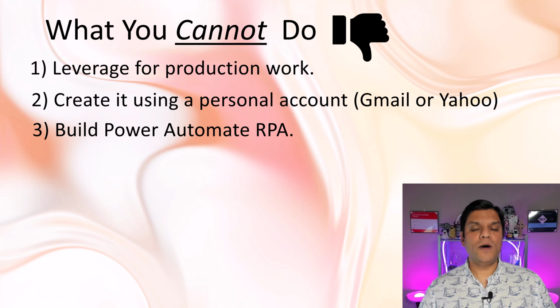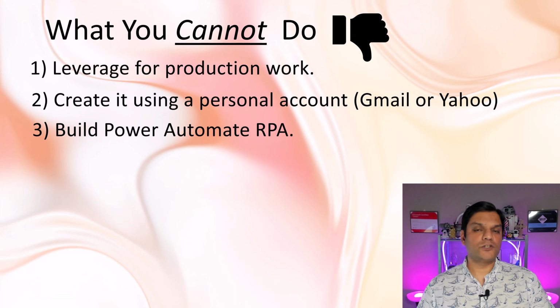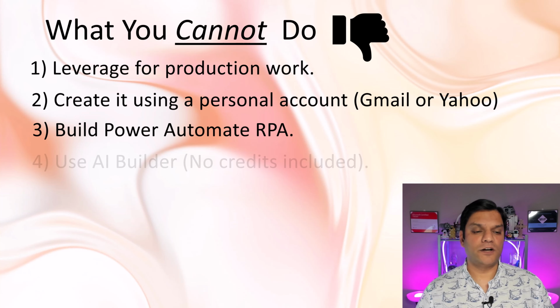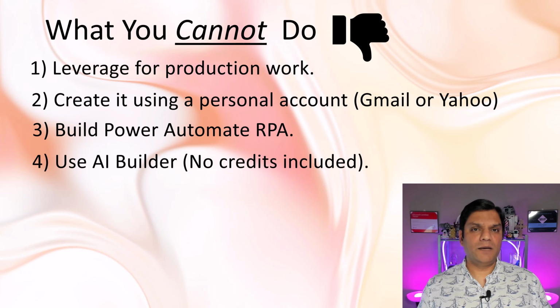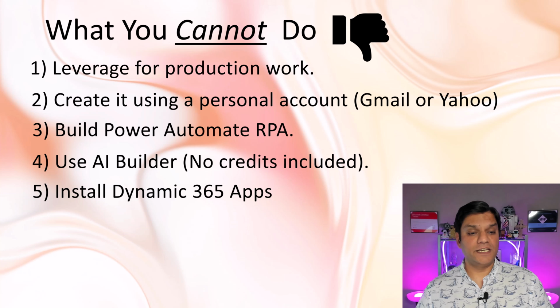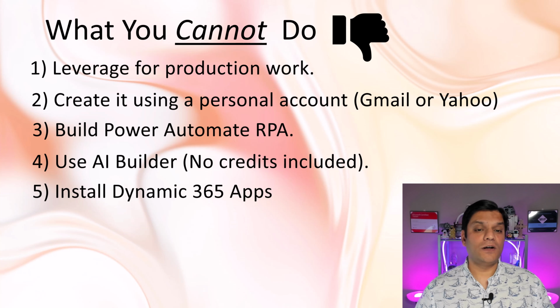You cannot go ahead and build advanced things such as robotic process automation. Now, I know that needs additional licenses and you could go ahead and sign up for a trial with it, but out of the box, using this developer account, you cannot build robotic process automation. Same thing goes for AI Builder. You cannot go ahead and build it because with the developer plan, no additional credits are included. Also, because there is a limitation on the number of flows and the capacity, out of the box, you cannot install any Dynamics 365 apps that come along with it.